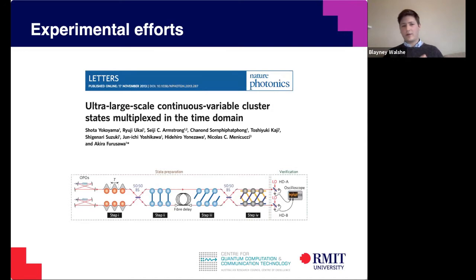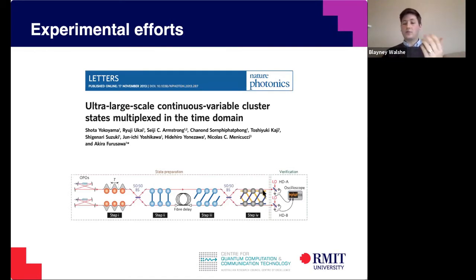This experiment by Furusawa's group, they took two sources of squeezed states, separated them into temporal modes, so time binned it, and interacted them via a beam splitter to create these Bell pairs. And then after a fiber delay, interacted them again, but the Bell pair is now interacting with its neighbor. So instead of undoing the entanglement, we get this more complicated entanglement structure.